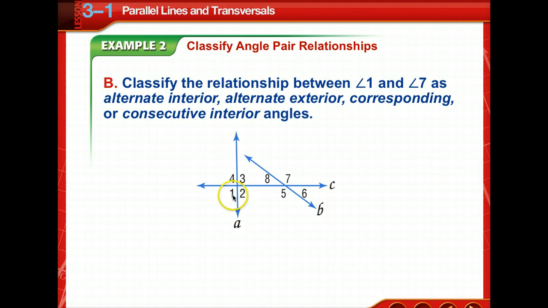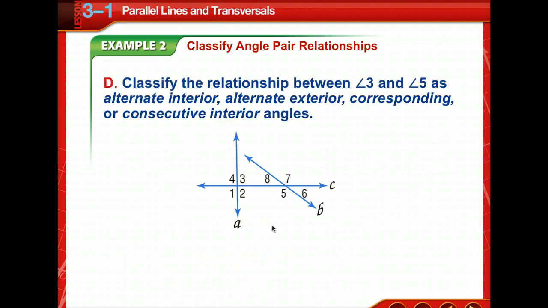How about angles 1 and 7? They are alternate exterior. They lie on opposite sides. They're non-adjacent exterior angles, and they lie on opposite sides of the transversal. How about angles 3 and 8? Well, they're interior angles, aren't they? And they're consecutive interior. Very good.